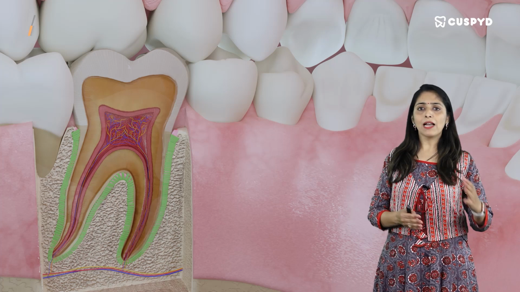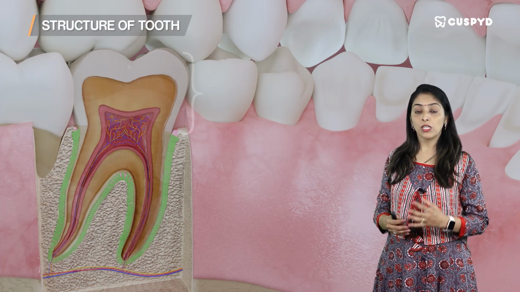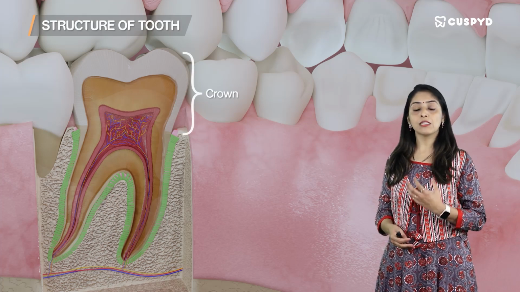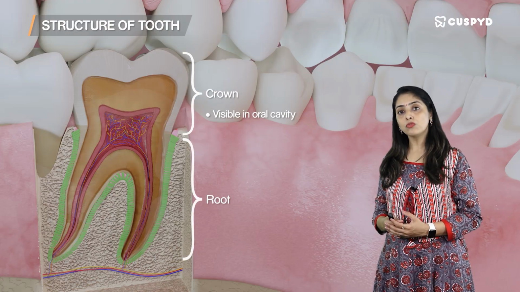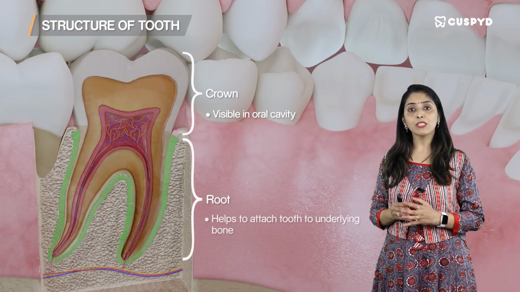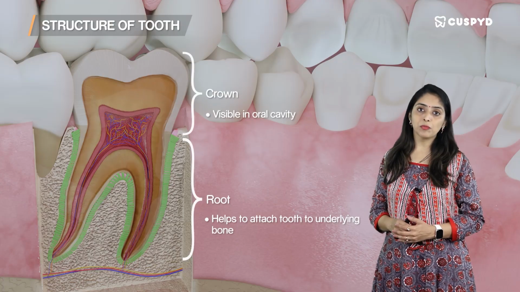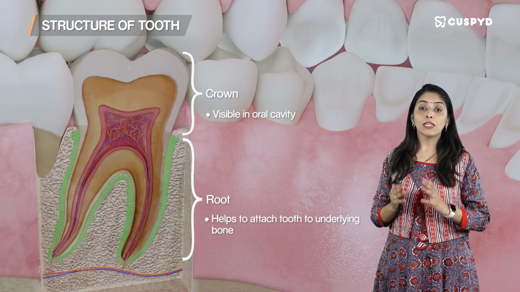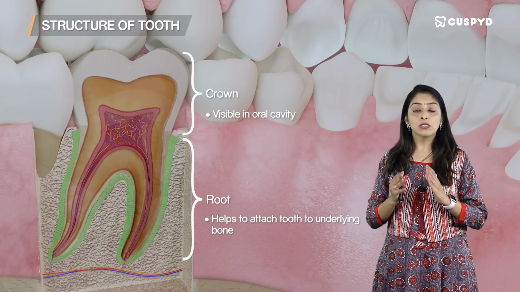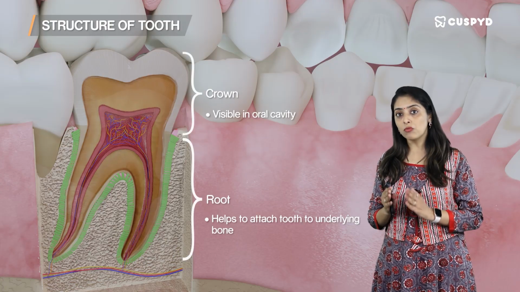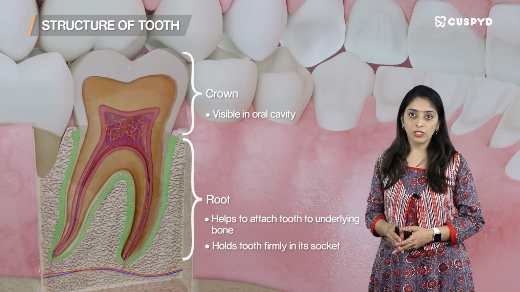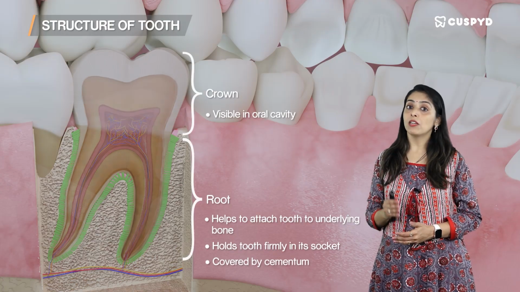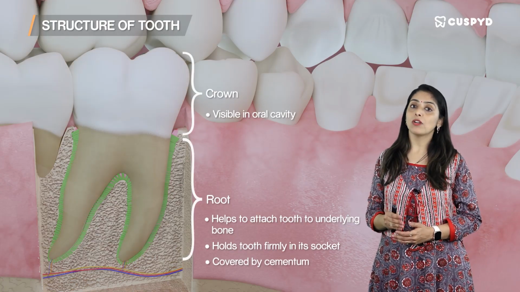So let us come back to the structure of the tooth. The crown is that part of the tooth that is visible in the oral cavity, whereas the root is that part of the tooth which is hidden and helps attach this tooth to the underlying bone. It is this root that is very special because it acts as a foundation trying to hold the tooth firmly in its socket. And this root is covered by a very special tissue which is called cementum.